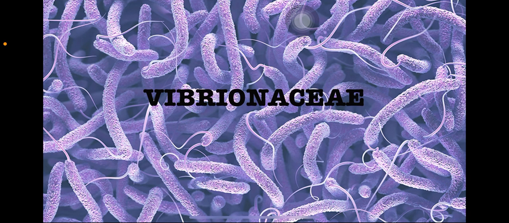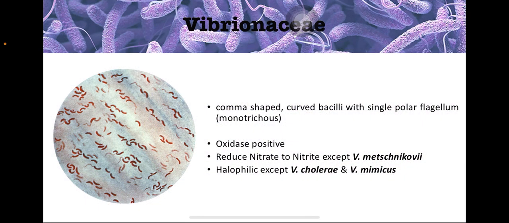Good day, everyone. Today we'll be covering the family Vibrionaceae, a clinically important group of waterborne bacteria. These organisms are comma-shaped or curved bacilli, and the first thing we always remember is their single polar flagellum. That means they're monotrichous, so they swim really fast.